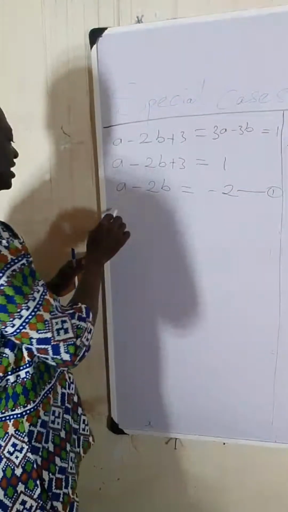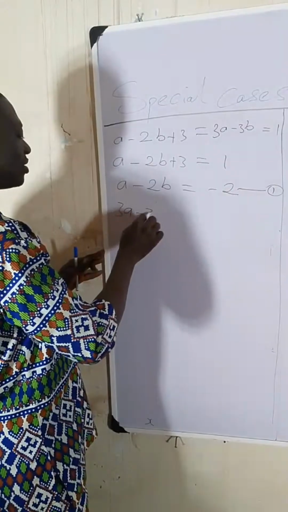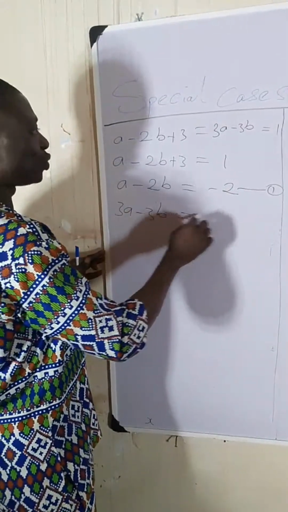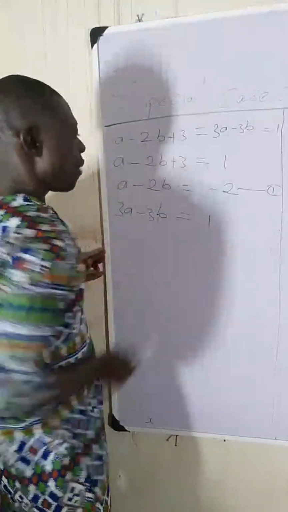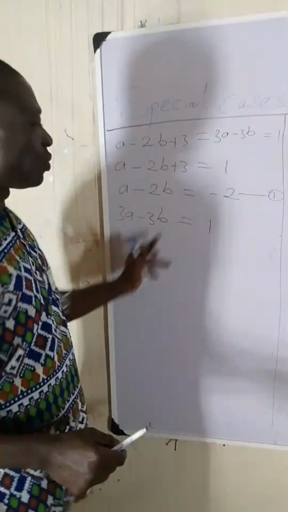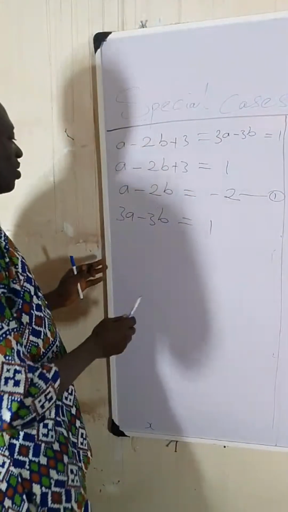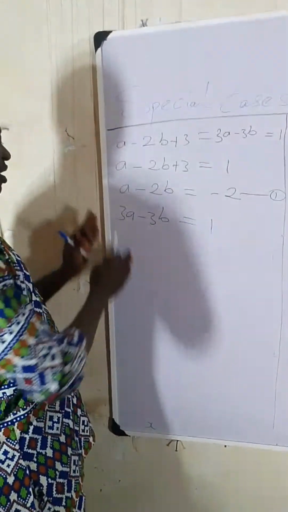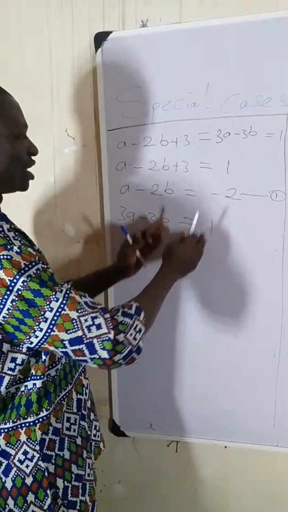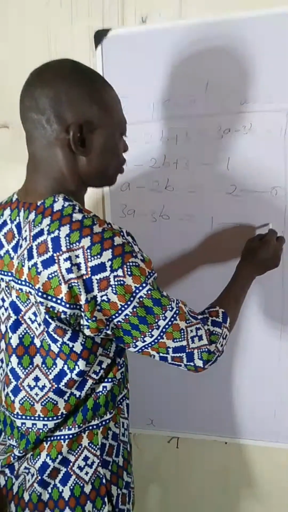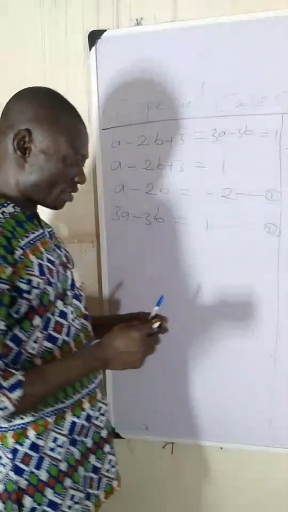Again, I will write 3A minus 3B is equal to 1. So I will also double this one. Double 1 is equal to 1. So that expression of the double is already the way it's supposed to be. A, B is equal to 1. We can now call it equation number 2. So we can now solve.